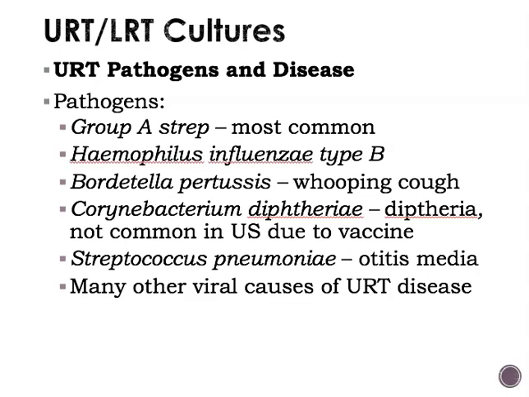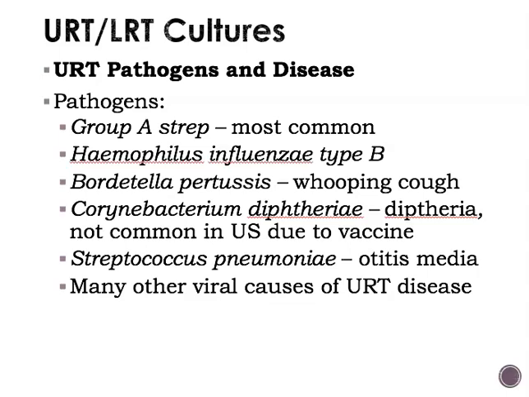Okay, some of the pathogens associated with the upper respiratory tract. This next section is going to be broken down into upper respiratory tract pathogens, the organisms that can cause upper respiratory tract disease, and then the actual diseases these organisms cause. The pathogens: group A strep, we've talked about it. It's the most common upper respiratory tract pathogen. Haemophilus influenzae type B. This is bacterial, different from the influenza virus. Bordetella pertussis is the causative agent of whooping cough.